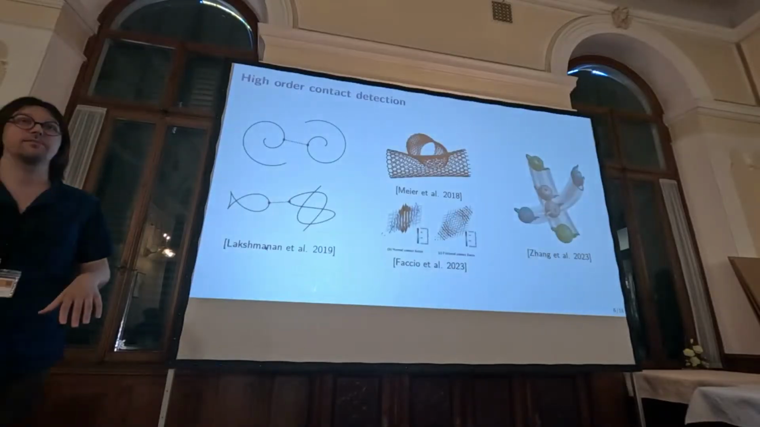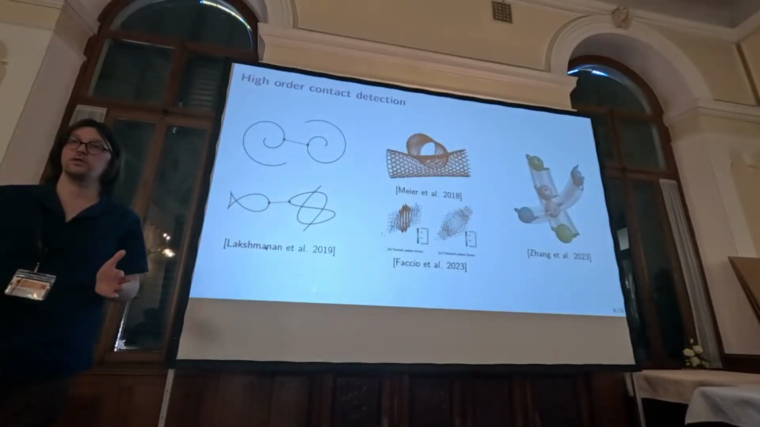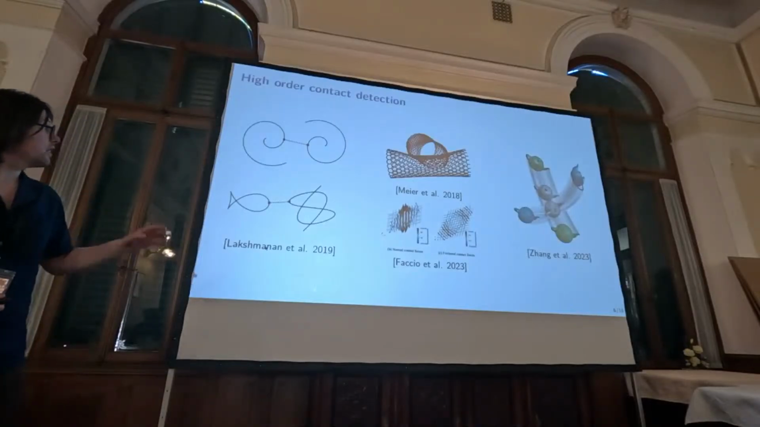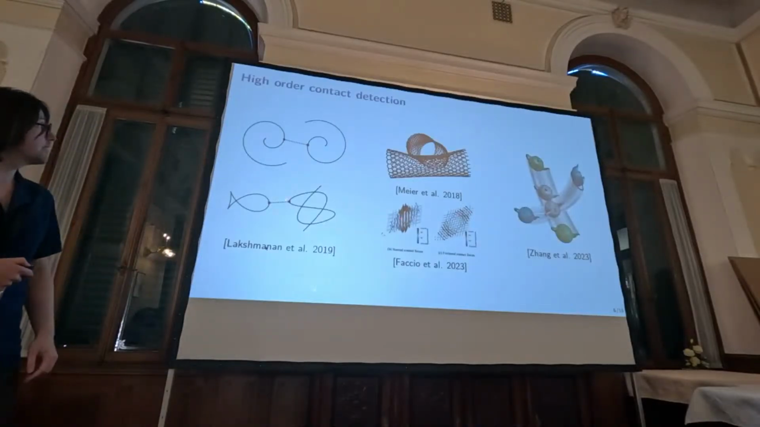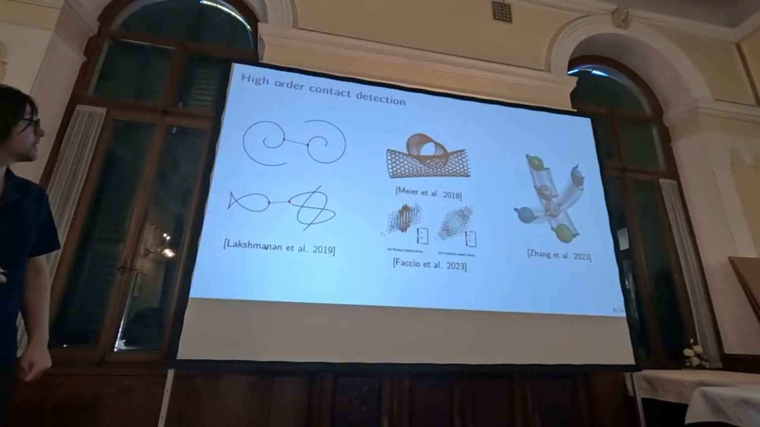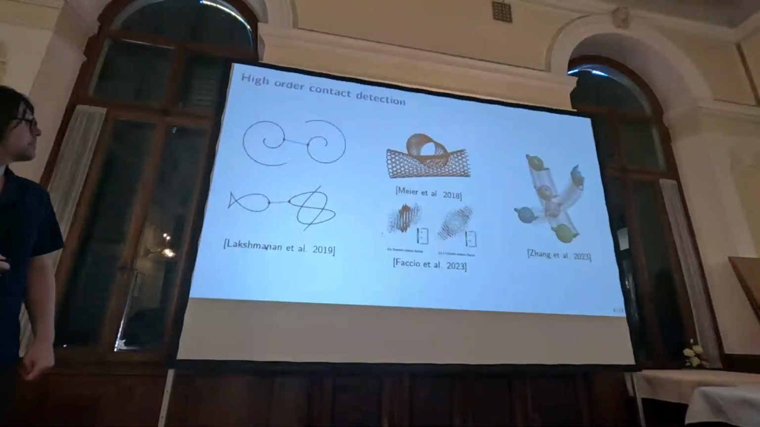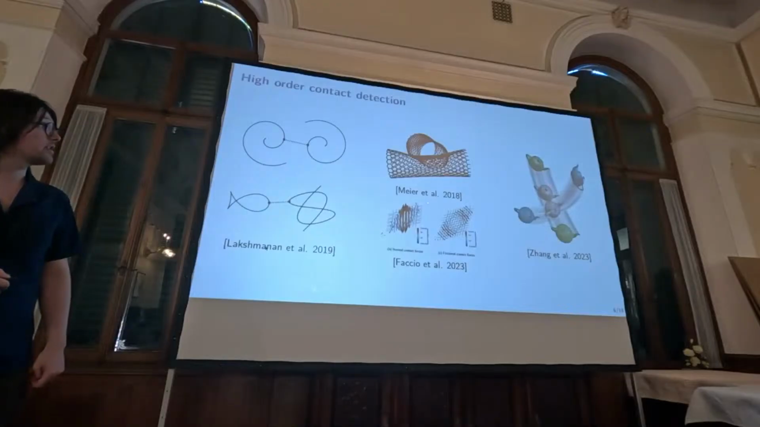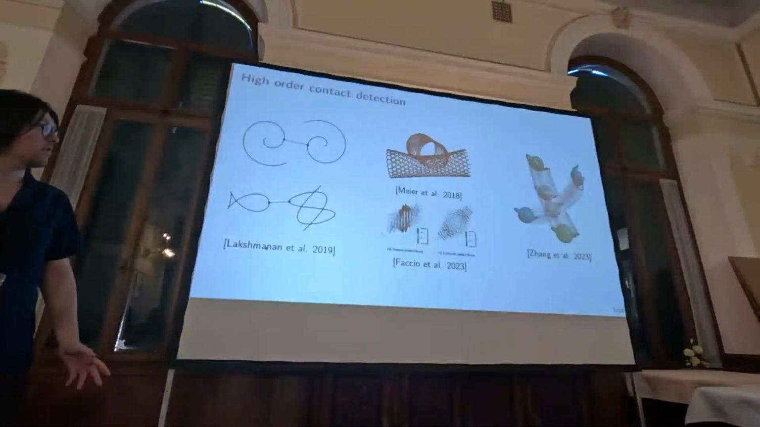So high contact detection methods are a domain that is more and more famous and works in different domains. On the topic of geometry, Lakshmanan and colleagues presented a nice algorithm to find the closest point between 2D curves. In the domain of mechanics, Christoph Meyer has presented a nice algorithm between grid shells, or Faccio and colleagues between Rowan patterns.